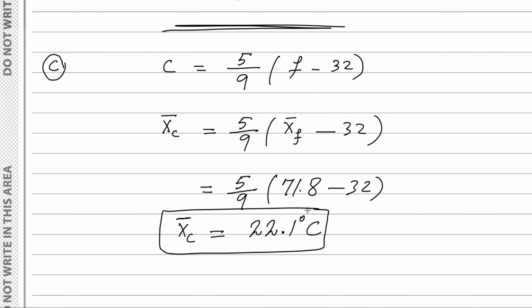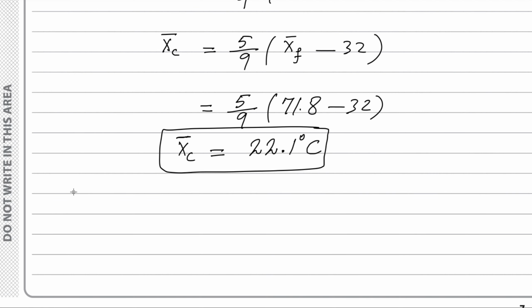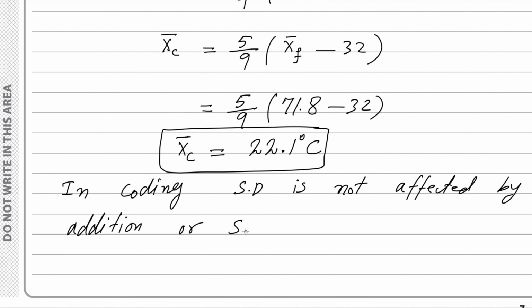Actually, this is the coding formula, because something is being multiplied and something is being subtracted. So the mean is affected by all these factors, by addition, by subtraction, by multiplying, if you are using coding. This formula is given in coding, like you are subtracting something from Fahrenheit and then multiplying. This type of conversion is called coding. But in coding, the standard deviation is not affected by addition or subtraction.